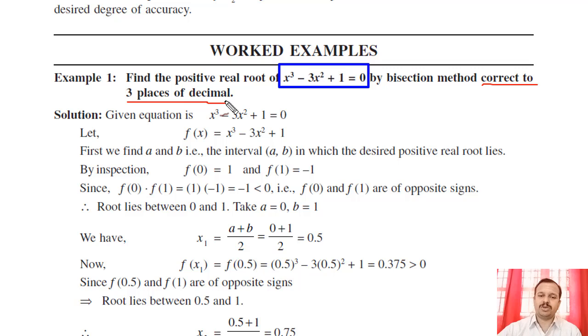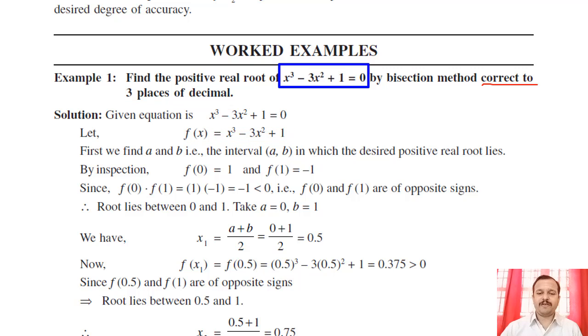Now consider the solution. First we have to consider the given equation. It is in the form where all the terms are on the left hand side. The remaining term on the RHS is only 0. Nothing will be there on the RHS. Everything is on the LHS, and whatever is there on the LHS, you take it as f of x. This is the most important thing. We have to take it as f of x.